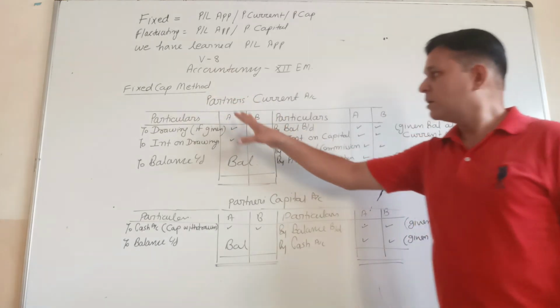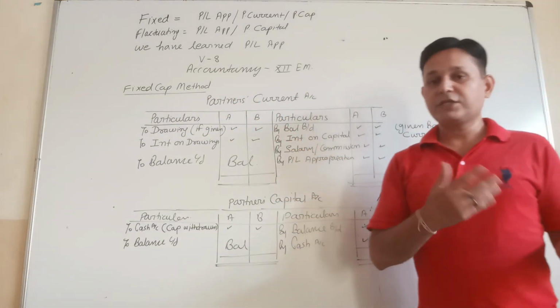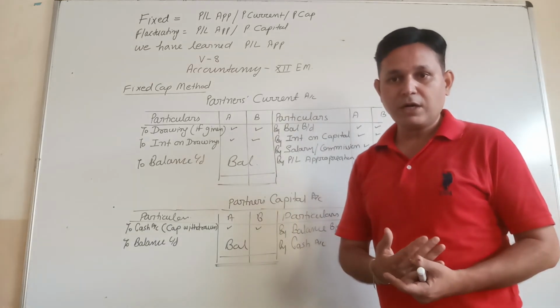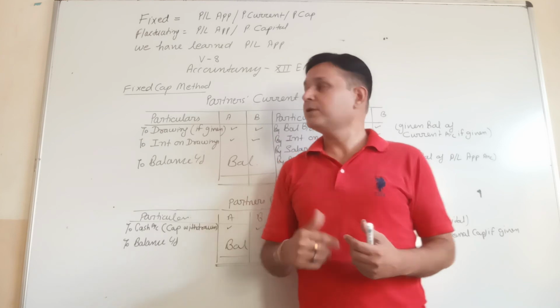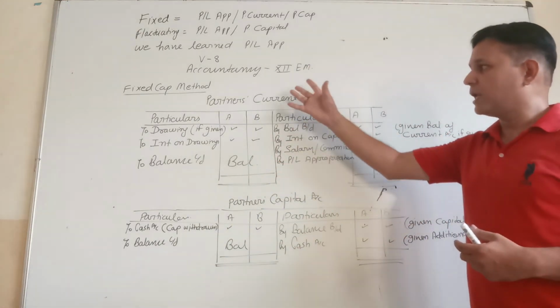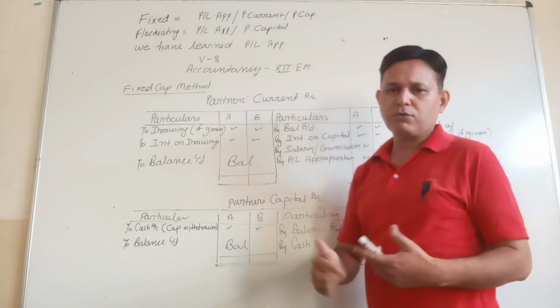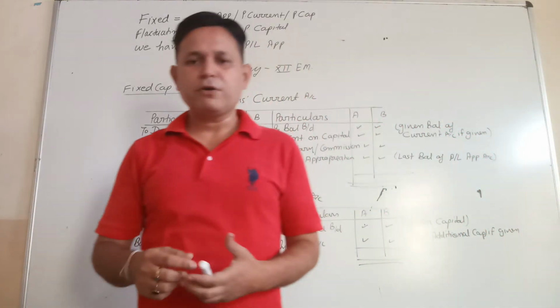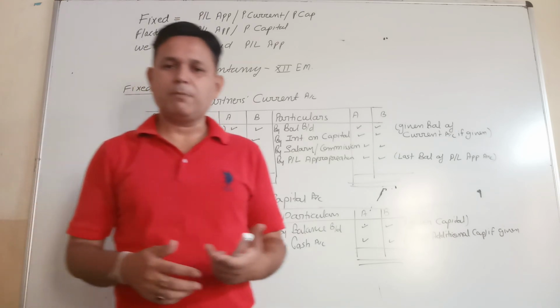This is all about the partner's current account and capital account. In the last lecture I told you about the P&L appropriation account. If you watch both videos together, you will be able to work out the complete format of the P&L appropriation account, partner's current account and partner's capital account. Then try to draw the formats 2 to 3 times in your copy, so that when I solve the question you will be able to understand completely. Okay, see you.